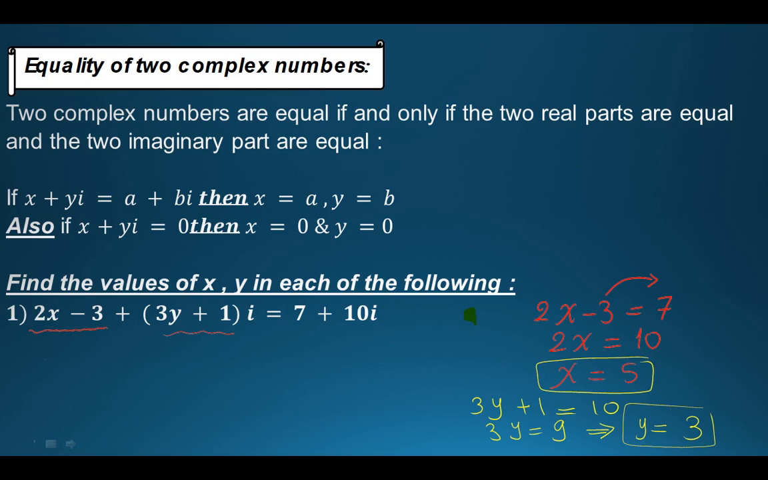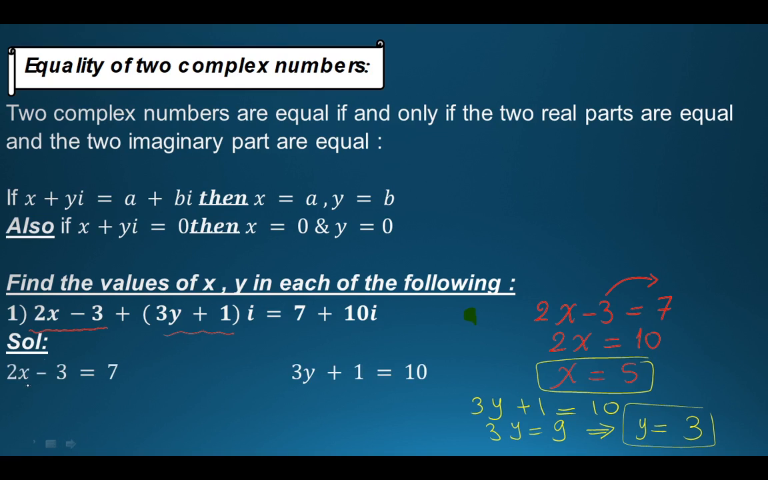The idea here is that you have a complex number equal to a complex number. So you have to put the first complex number in the standard form, which is real part plus imaginary part. If a complex number is equal to another complex number, the real part will be equal to the real part and the imaginary part will be equal to the second imaginary part. Okay?